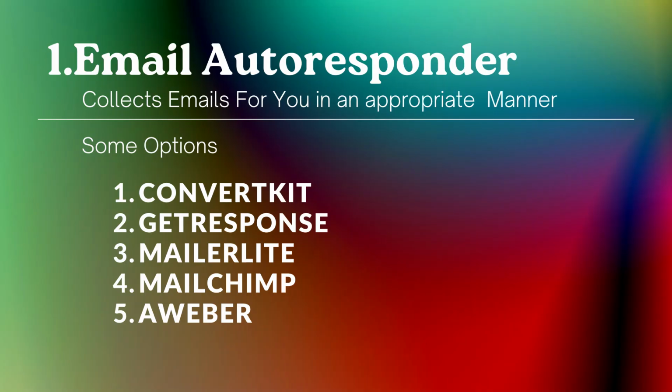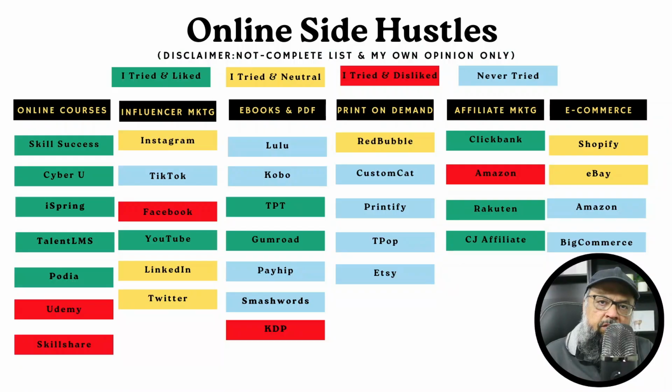Now, I have used many tools in the past as an autoresponder. For example, MailChimp, MailerLite, and ConvertKit. And I'm currently using ConvertKit. I like its interface. So I will make a separate video about this if you want me to. But you can choose any of the top email autoresponders, and there are many.